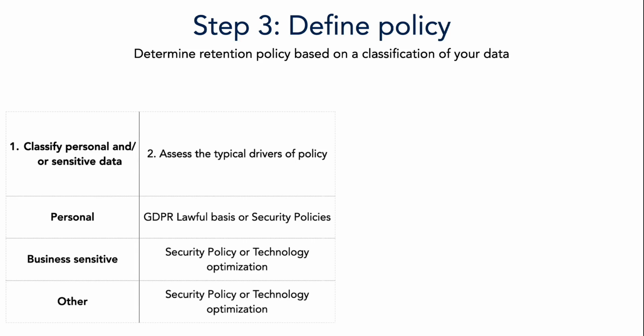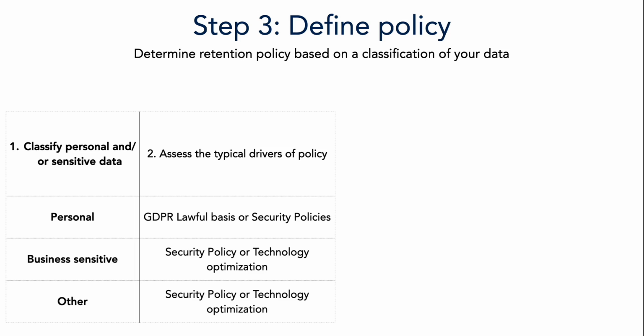A very important aspect of how to classify and what to classify is to be able to assess the typical drivers of a policy. These requirements almost always come from your business, legal and compliance folks. Personal data is very directly correlated with privacy laws such as GDPR and other lawful bases or security policies. Business sensitive data is driven by security policies or technology optimization of your business. Finally, other kind of information may come from your CISO or from your network security and other similar organizations.